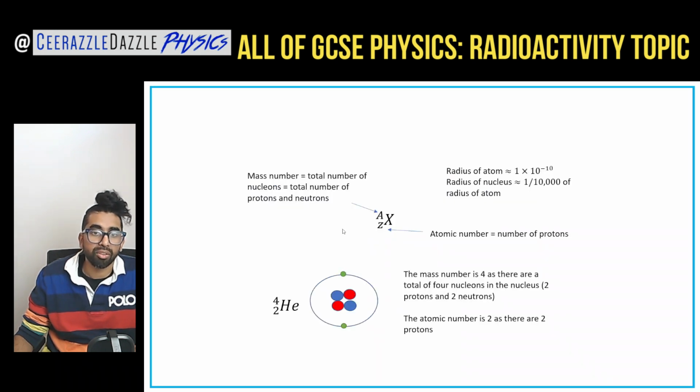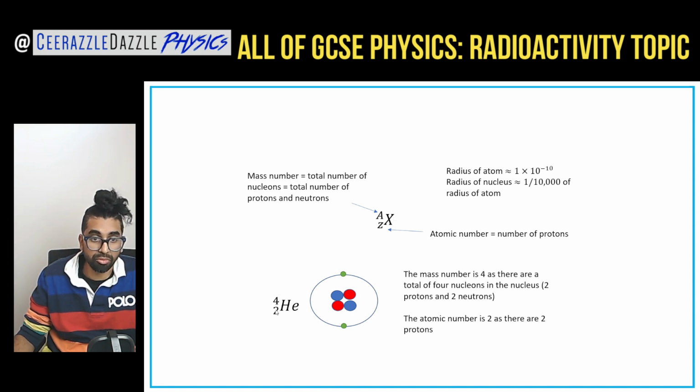Right, now nuclear notation. So sometimes you'll see chemical elements represented in this fashion over here. There's a number at the top, a number at the bottom. The top number corresponds to the number of protons and neutrons. The bottom number corresponds to the number of protons. This is the atomic number at the bottom and the mass number at the top. And the chemical symbol goes over here where the X is.